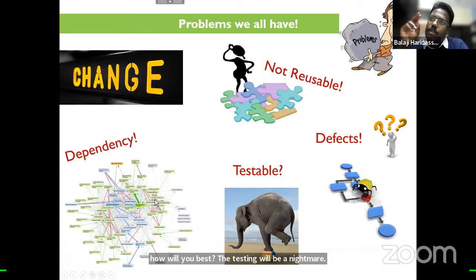So the coding should be in such a way that testing is also pretty easy. Unit testing should be easy. If unit testing is very tough, it means your code is very tough. Your code is not proper. So unit testing, integration testing, system testing, all should be very easy and it should be doable. Without that, we don't have anything.